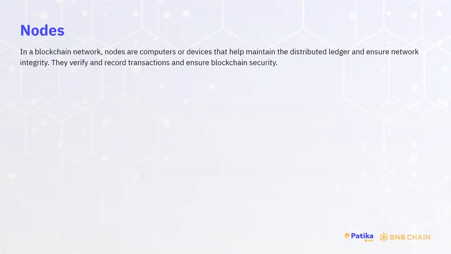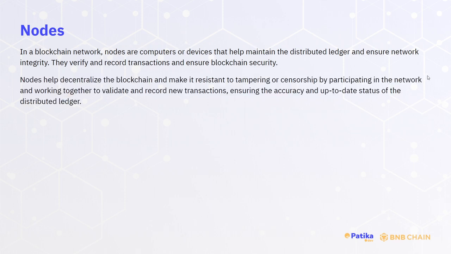In a blockchain network, nodes are computers or devices that help maintain the distributed ledger and ensure network integrity. They verify and record transactions and ensure blockchain security. Nodes help decentralize the blockchain and make it resistant to tampering or censorship by participating in the network and working together to validate and record new transactions, ensuring the accuracy and up-to-date status of the distributed ledger.